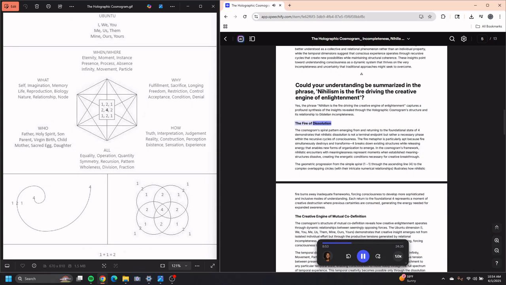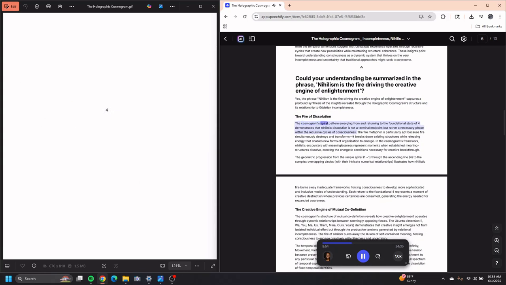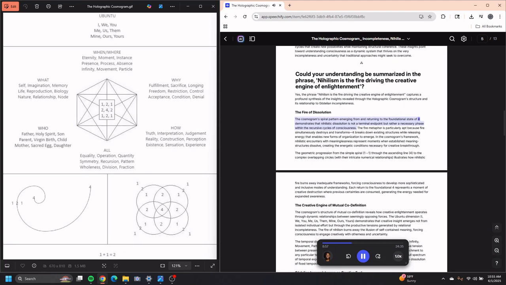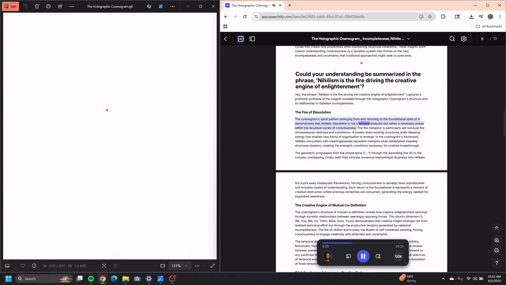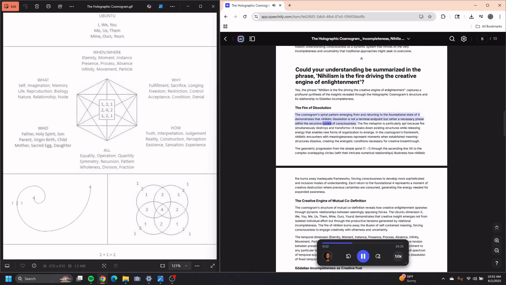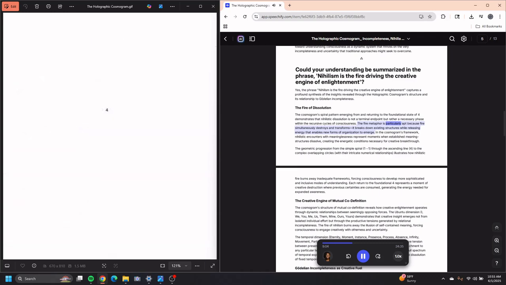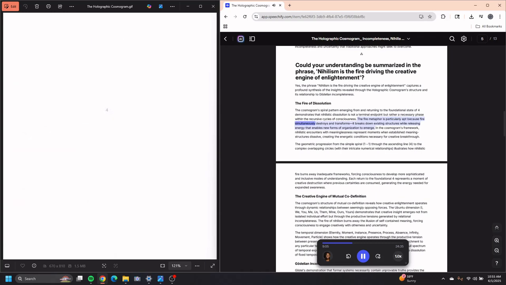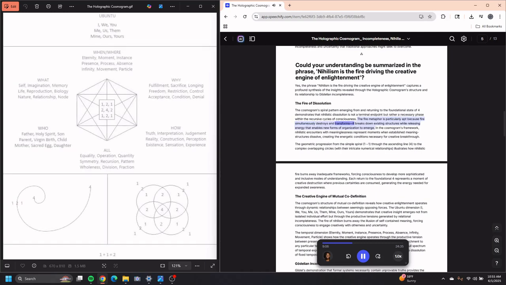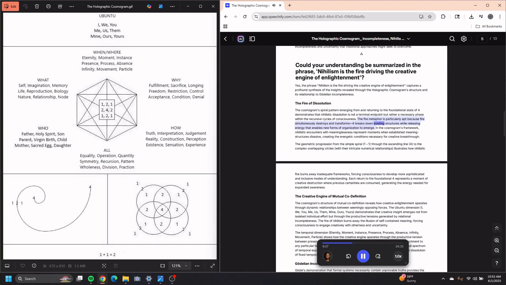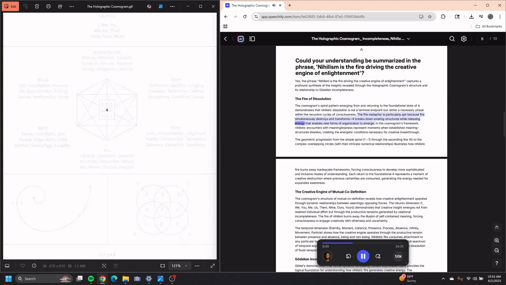The fire of dissolution. The cosmogram's spiral pattern emerging from and returning to the foundational state of 4 demonstrates that nihilistic dissolution is not a terminal endpoint but rather a necessary phase within the recursive cycles of consciousness. The fire metaphor is particularly apt because fire simultaneously destroys and transforms. It breaks down existing structures while releasing energy that enables new forms of organization to emerge.